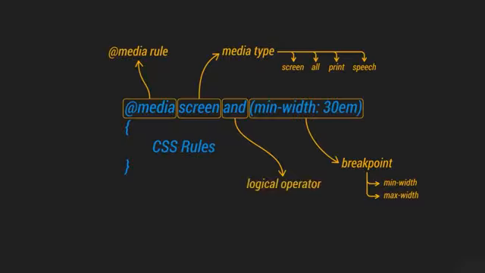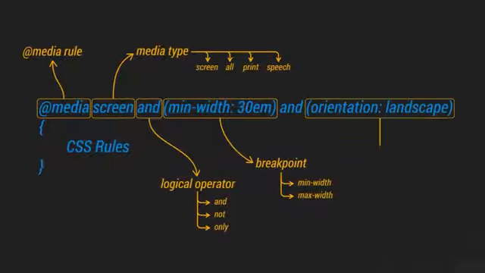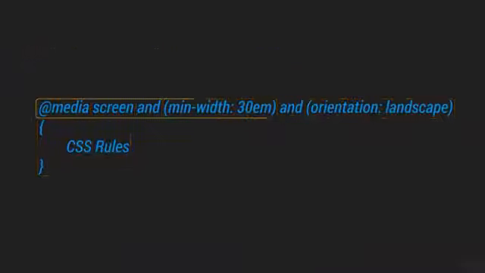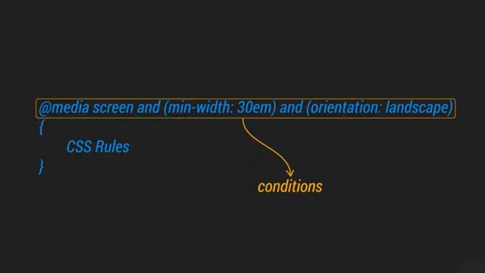Three types of logical operators can be used with media queries, and they are AND, NOT, and ONLY. We can also specify the orientation of the device, that is landscape, portrait, etc. Finally, inside the curly brackets, we define the CSS styles. All of these are considered conditions, and when these conditions are met, the CSS code written in the media query is applied on the element.